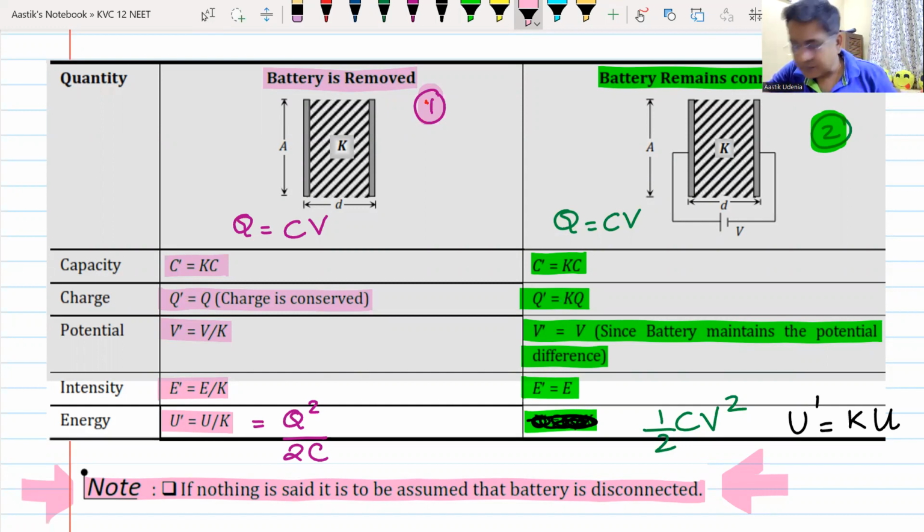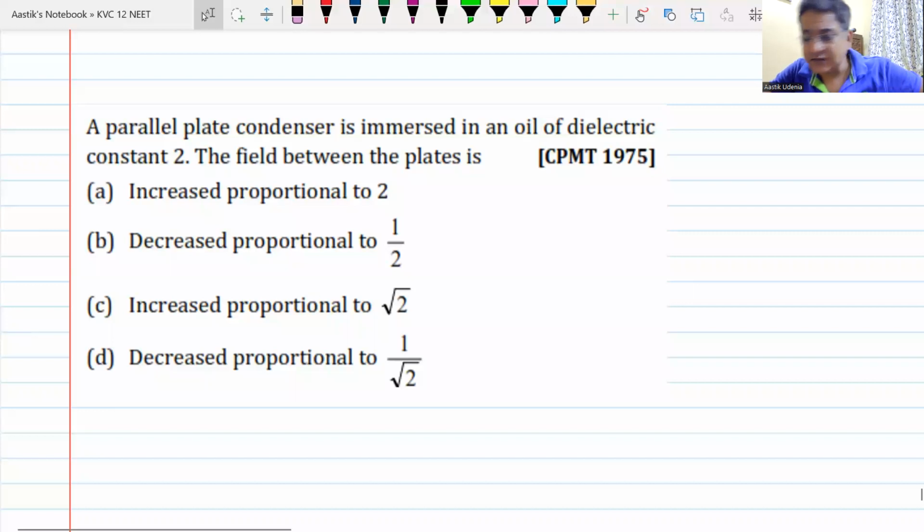Okay, then this is a question whose answer I would require from you. A parallel plate capacitor is immersed in an oil of dielectric constant 2. What happens to the electric field between the plates? There are options given, and I hope that you can give me the answer. Can you tell me what is going to be the answer for this one?